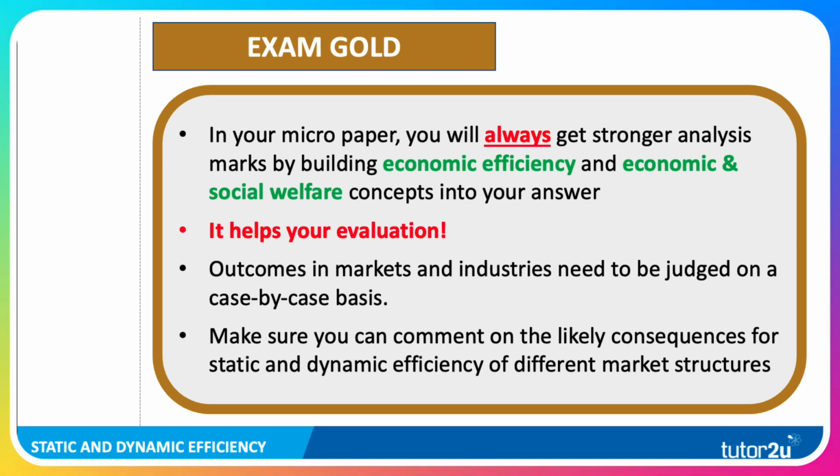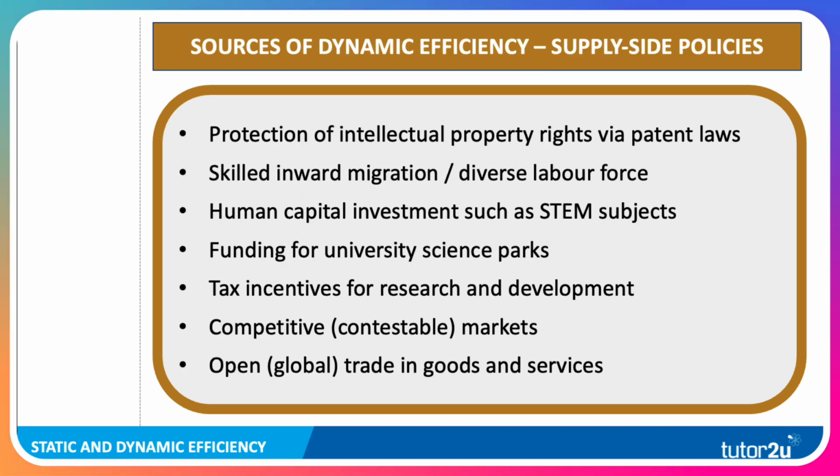Outcomes in markets and industries need to be judged on a case-by-case basis. Don't assume that one market structure is the same as another. And make sure that you can comment on the likely consequences for static, in other words, allocative and productive, and dynamic efficiency of different market structures. The key really is to understand a little bit of where dynamic efficiency comes from.